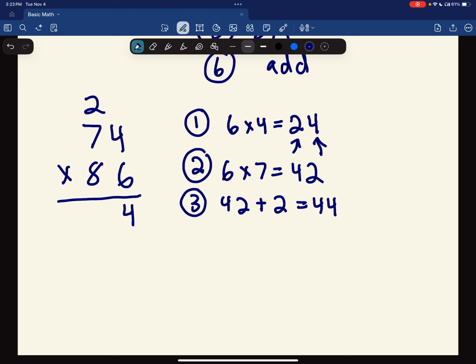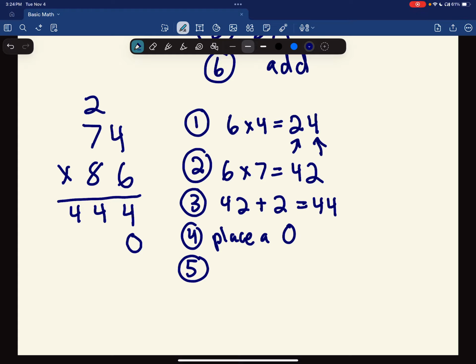Now, since this is the last step in this row, we don't need to separate the digits 4 and 4. We can just write 44 next to our 4. So we have 444 for our first row. Now, for our second row, we need to place a 0. So I'm going to place a 0 under the 4. So the 4, that's all the way to the right-hand side of 444. I'm going to place a 0 directly under it.